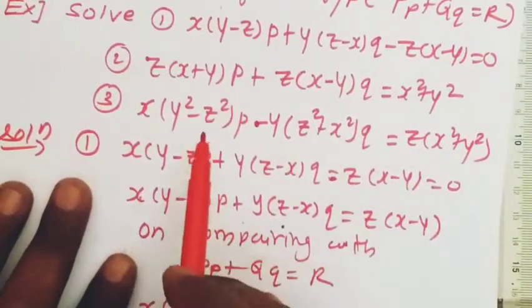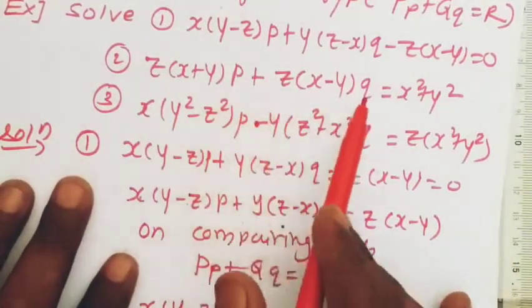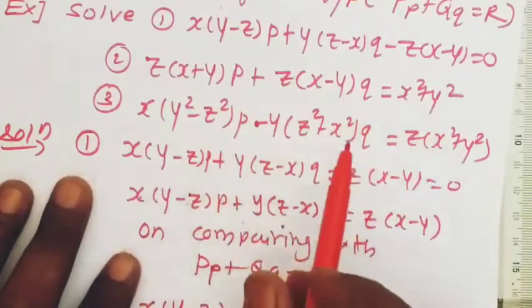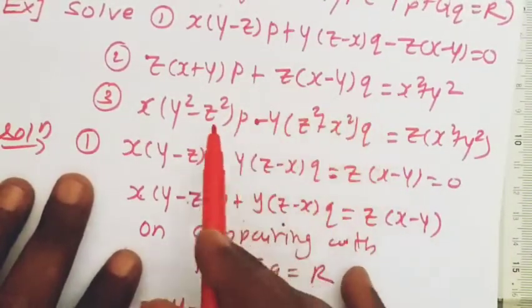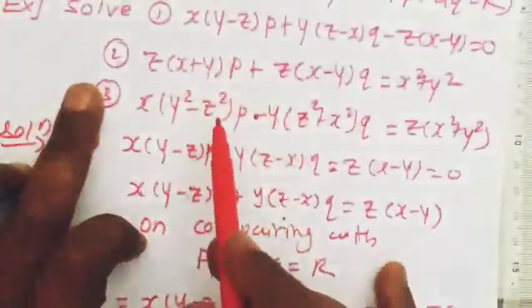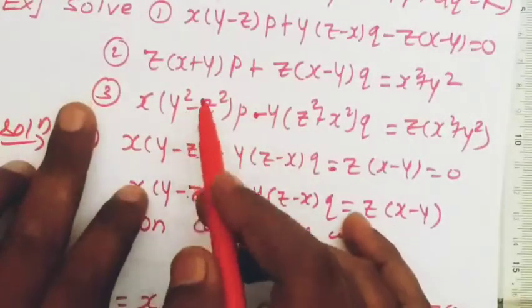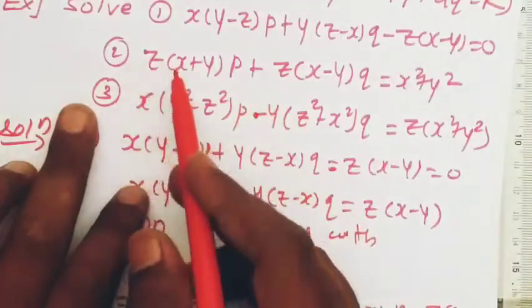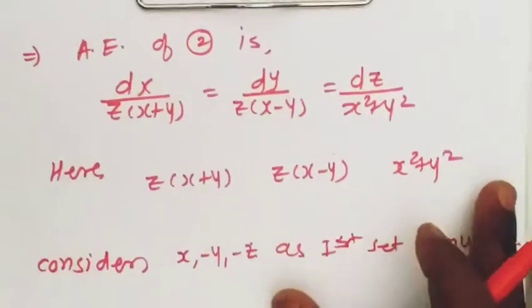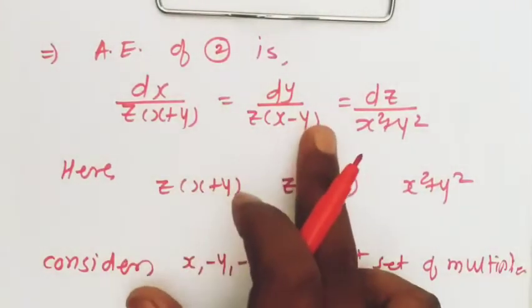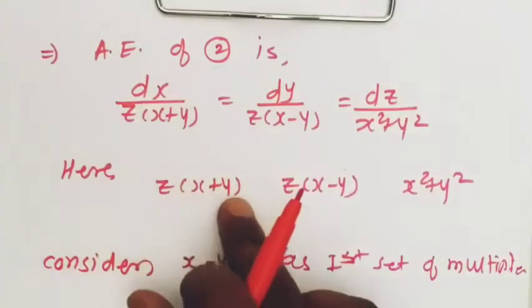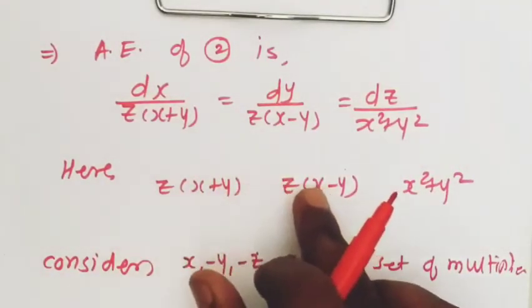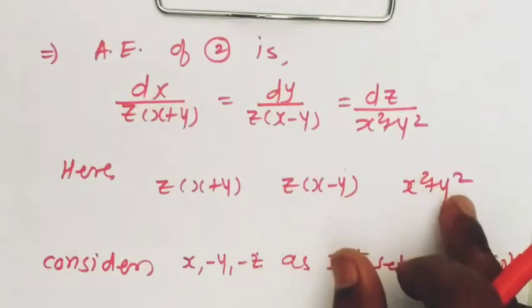Now let us try the second problem on your own, or I will solve it for you, no problem, fine. And the third one I will leave, and at the end I am going to give some problems for practice also. So I will do the second for you now. Here I have written the auxiliary equation of 2. Here P, Q, R is P equals z into x plus y, Q equals z into x minus y, R equals x square plus y square.